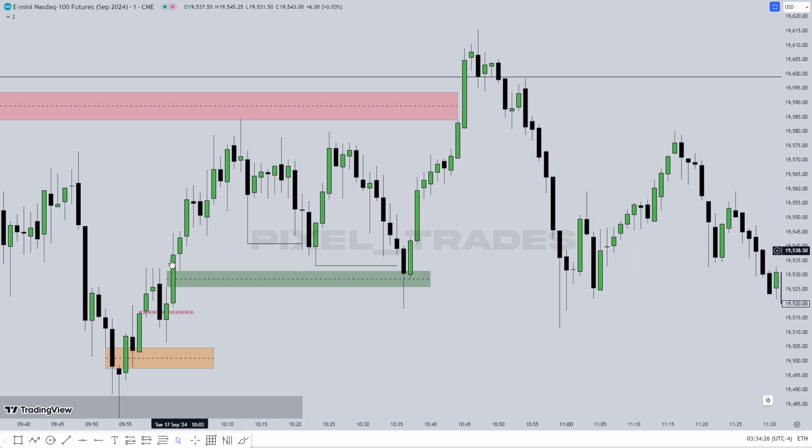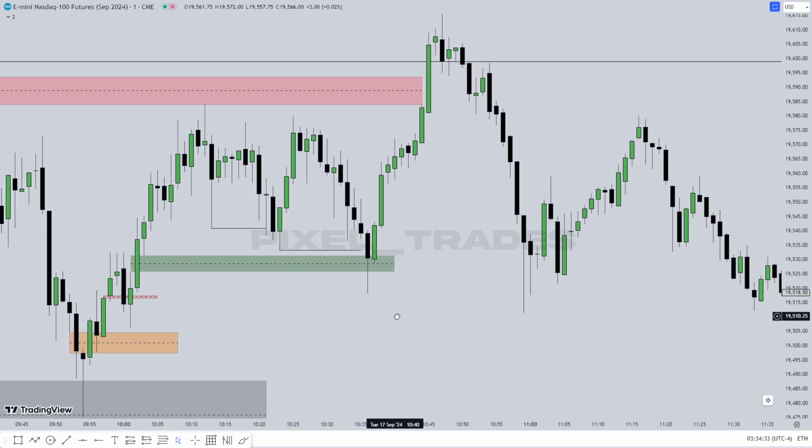Why are we not longing here? Do you see any PD array here? Do you see any fair value gap forming here? No. And also, you have to look for a good time to enter. So this is happening inside the silver bullet, and also you can use the 1020 to 1040 macro.